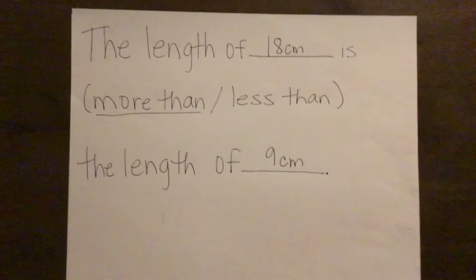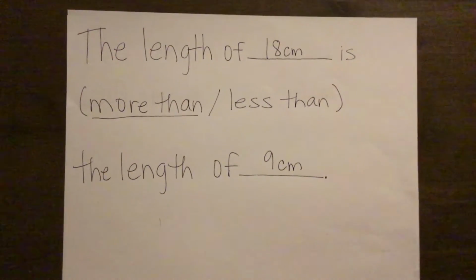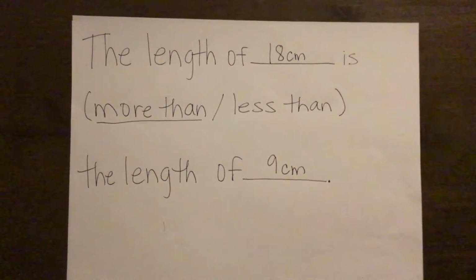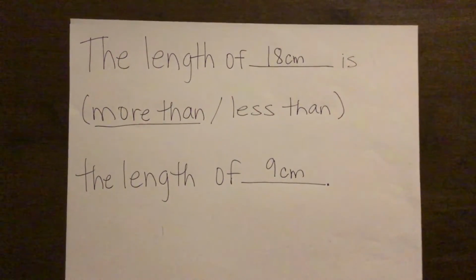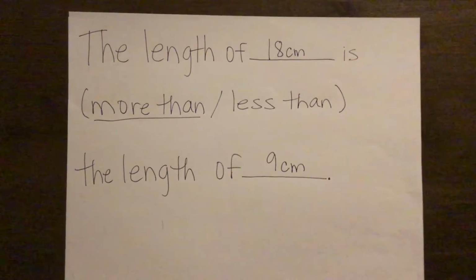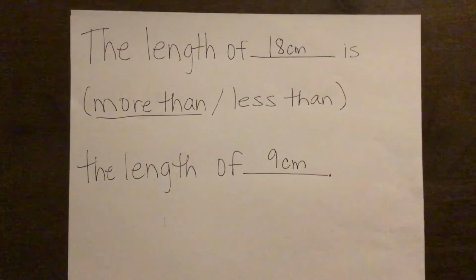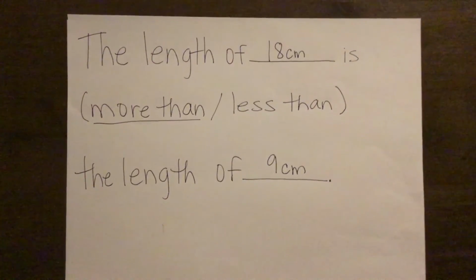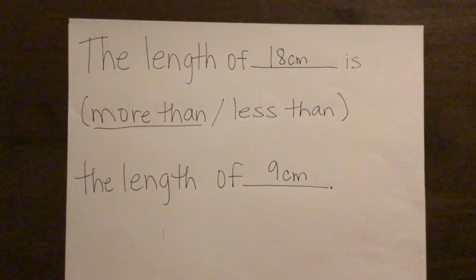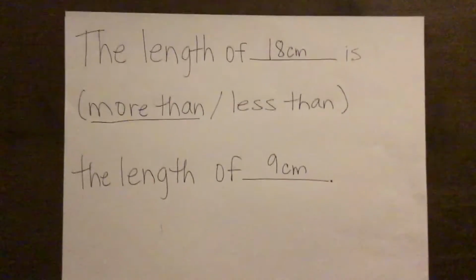So now it's your turn. I'm going to put you in groups of 2. Partner A, you're going to compare the objects and finish writing out the sentence. And then partner B, you will either agree or disagree. And if you disagree, explain your reasoning or your why to partner A.